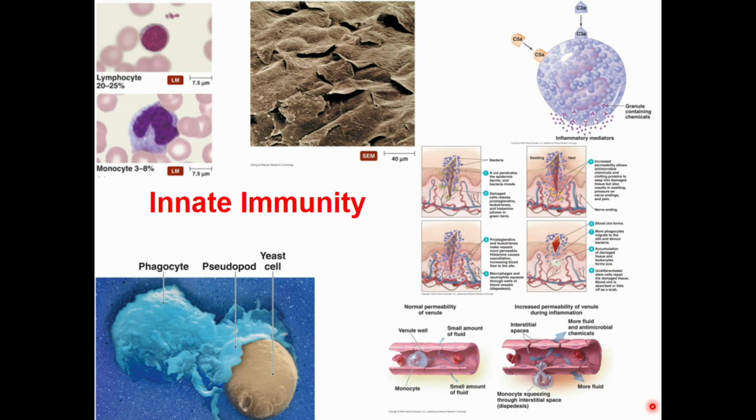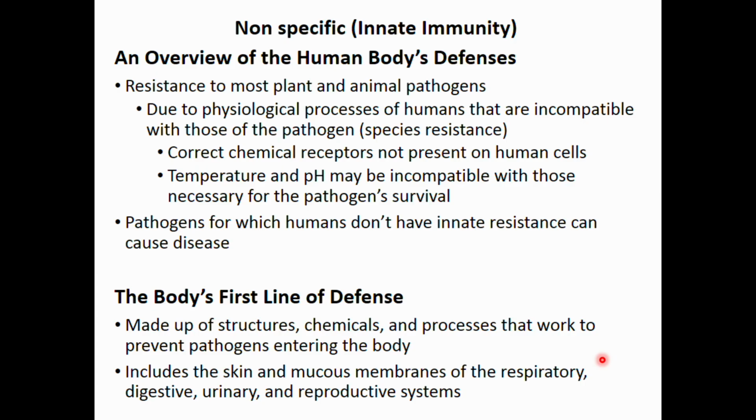So let's talk about innate immunity. This first slide shows us a variety of topics that we'll be talking about, and that is how the skin protects us, and this is a scanning electron micrograph of skin cells of our epidermis. We will be looking at how we have cells called phagocytes that actually physically eat pathogens, different types of cells in our bloodstream, such as monocytes and lymphocytes, as well as the inflammation effect and particular aspects about that.